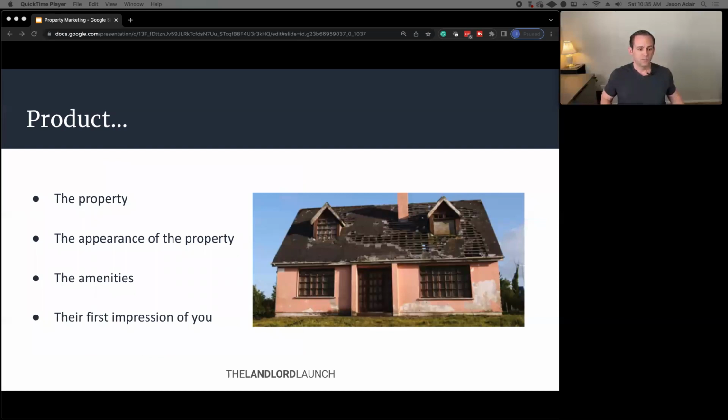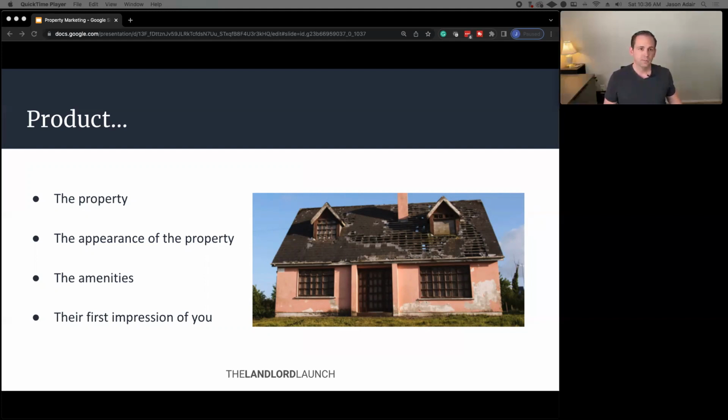The next one is the product itself. So this is everything. This is your curb appeal. This is the property itself. This is where it's located, what amenities it has. That curb appeal is the first impression somebody has. And curb appeal, if you don't know what that is, is basically the way that it looks, or the way that it feels. Is the yard trimmed or the bushes trimmed up? Does it look nice? Is the paint job good? Are the paint colors nice colors? Is it well maintained? It's all those things that make the home attractive. So product is another thing that we can control to a certain extent.